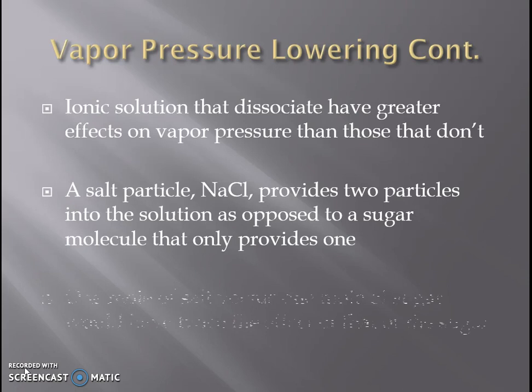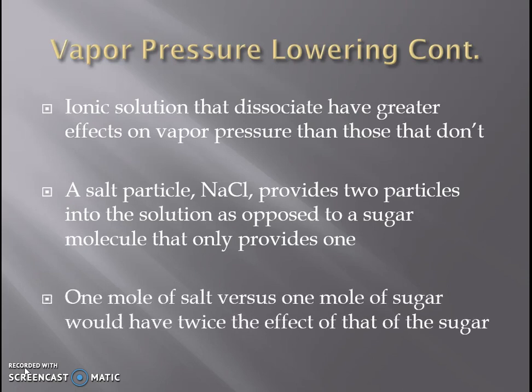the vapor pressure. So one mole of salt will do twice the amount of work on the vapor pressure as that sugar would, again, because it's going to dissociate into its ions, giving us two particles for every mole that goes in, as opposed to one particle for every mole that goes in. So you'd be getting 12.04 times 10 to the 23rd ions, as opposed to the 6.02 times 10 to the 23rd molecules of sugar that would be dissolved in.